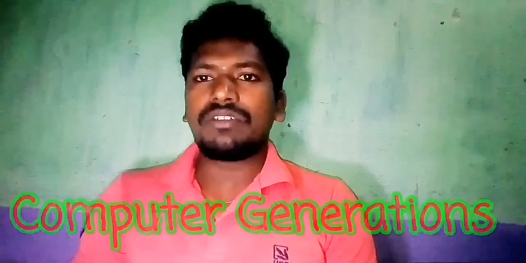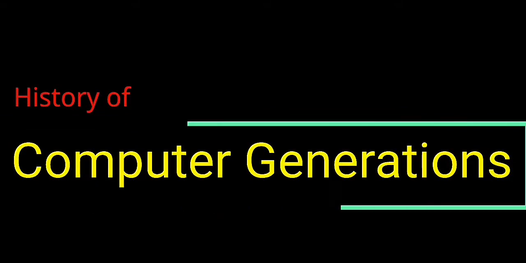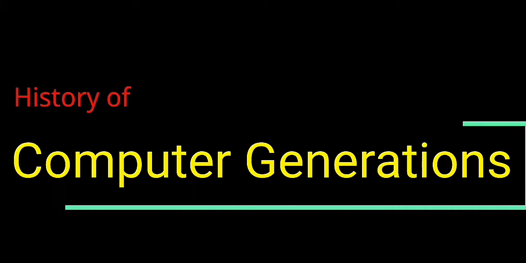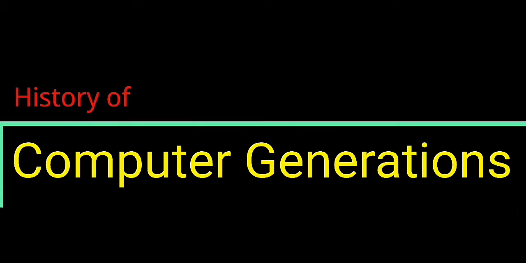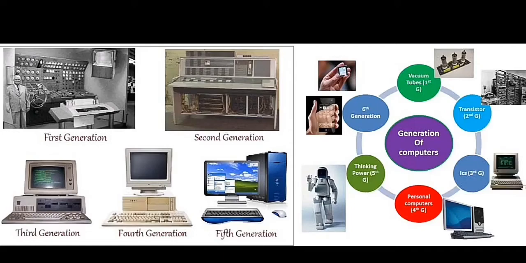First generation of a computer system, second generation, third generation, fourth generation, and fifth generation of a computer. History of computer generations. Dear students, based on the technology used in building a computer, computers are divided into mainly 5 generations: the first generation, second generation, third generation, fourth generation, and fifth generation. So let us briefly learn about the different computer generations.